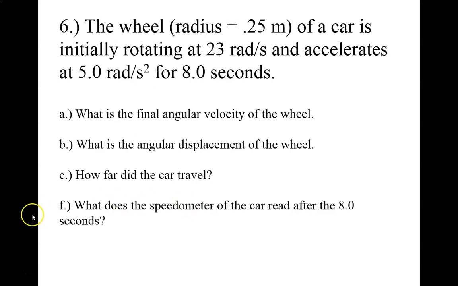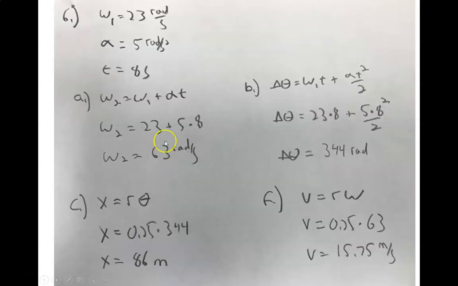The first thing we want to do is list out our knowns. So we've got omega 1, as we said, alpha, and t, and we're looking for omega 2. This is the same equation as v2 equals v1 plus at. We're just using it in the rotational form. So we plug in 23 for our initial angular velocity, our acceleration is 5, and our time is 8. And we get omega 2 is equal to 63 radians per second.